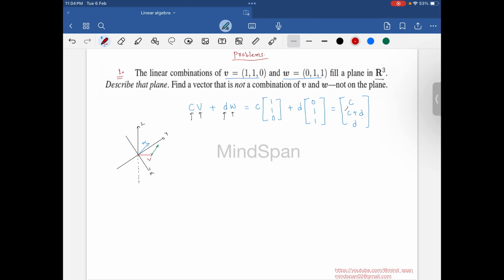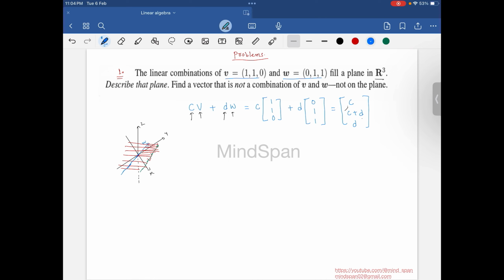So maybe the plane will look like something like this. The vector w can go in the opposite direction also, right? So the plane will look like something like this. This plane will pass through the origin, and this is how it will look.